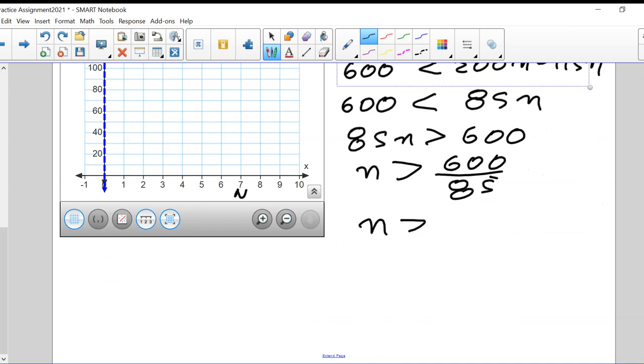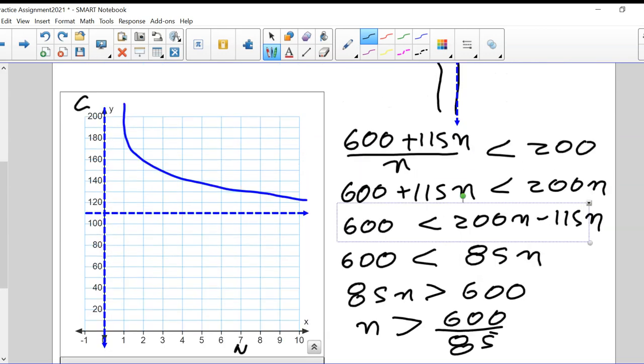Anybody quickly? 600 over 85. What is that approximately equal to? Help me out. About 7.1. All right. So as long as n is greater than 7.1 years, then the cost will be under $200 per year.